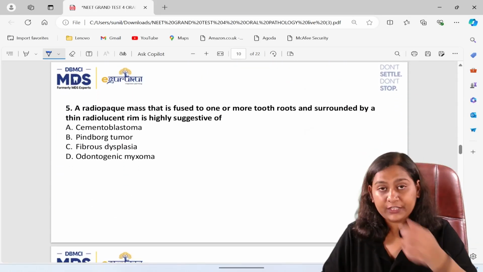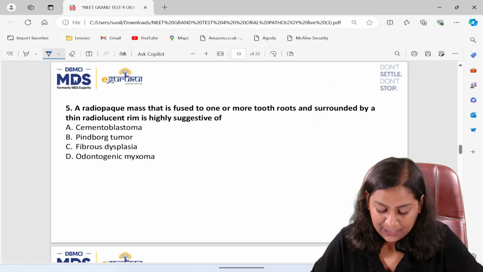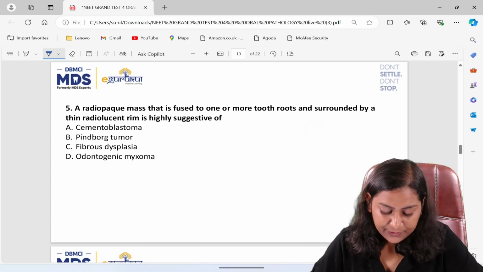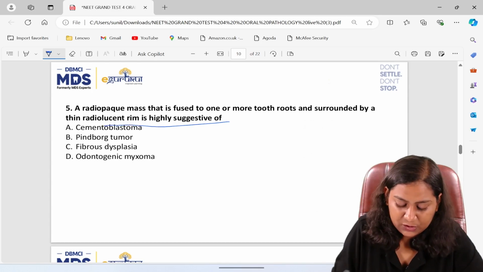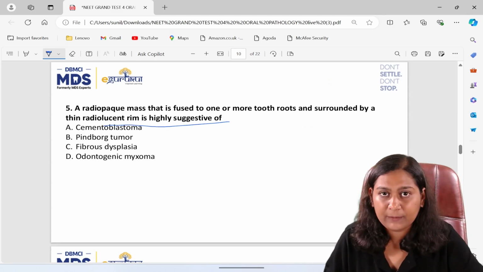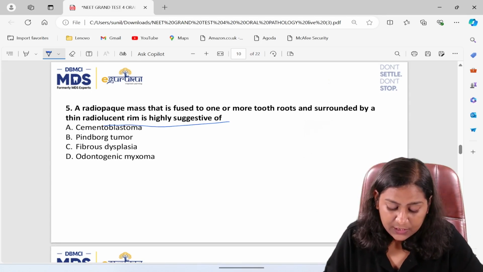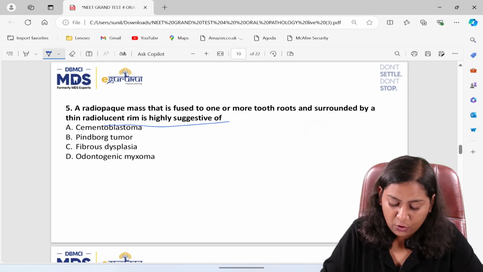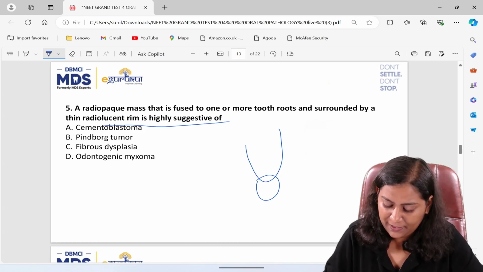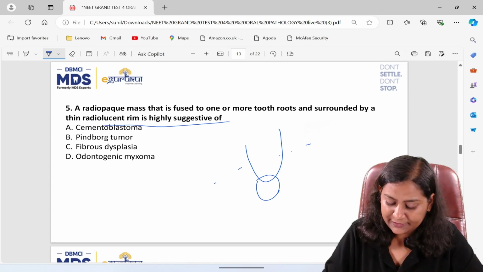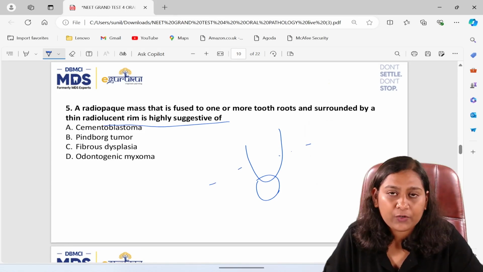Now, a very important question. A radiopaque mass that is fused to one or more tooth roots and surrounded by a radiolucent rim is highly suggestive of... Now, this is also oral medicine and radiology. It is a very direct question. Whenever there is a radiopaque mass surrounded by a thin radiolucent rim, connected to teeth, what will be the answer?